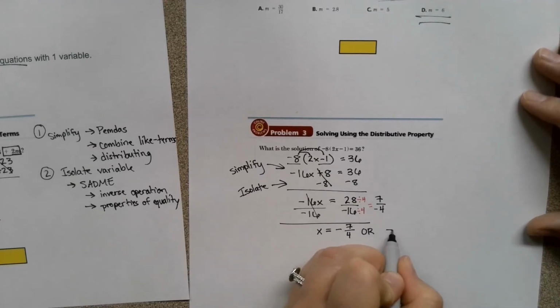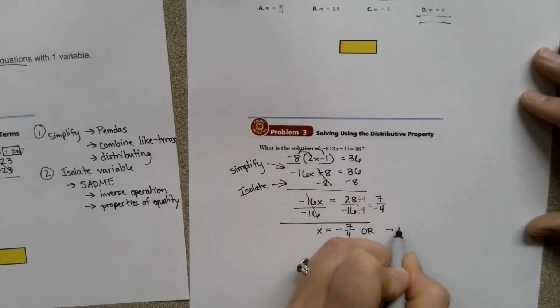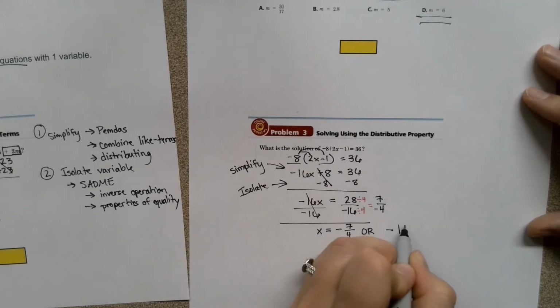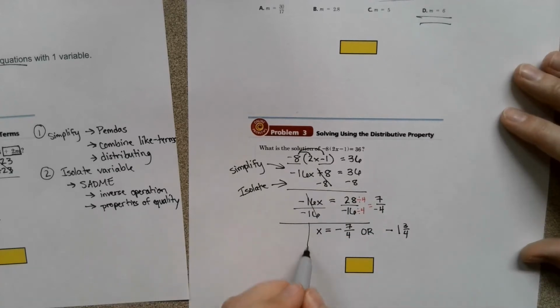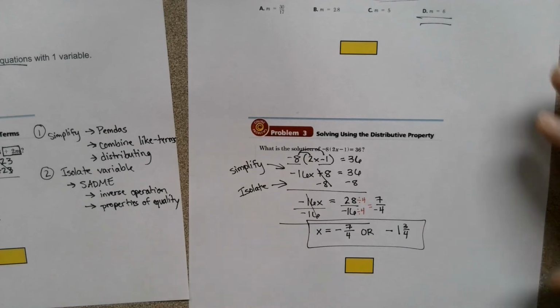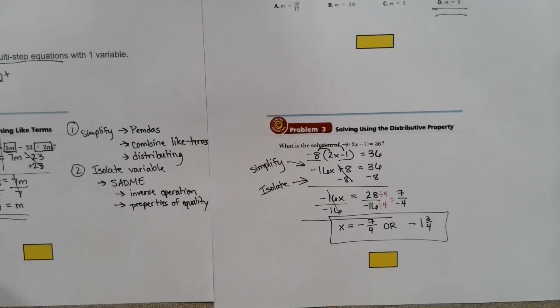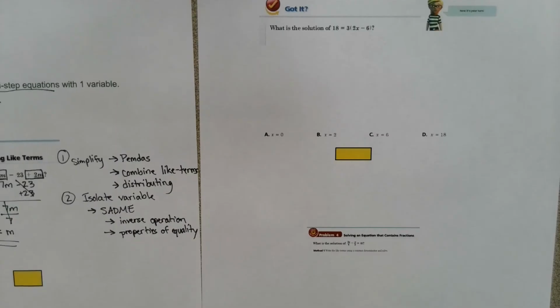It's still going to be negative. 4 goes into 7 one time, and 7 minus 4, we would have then 3 left over. So that would be our answer. Let's try the next example.